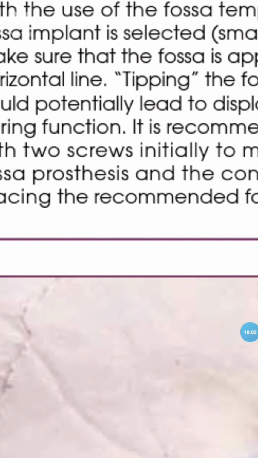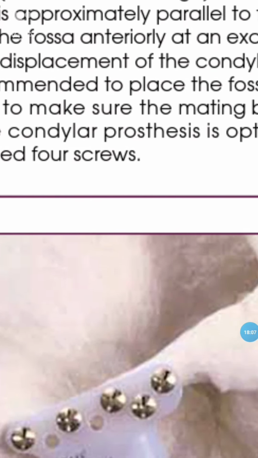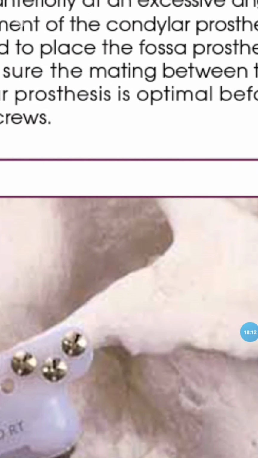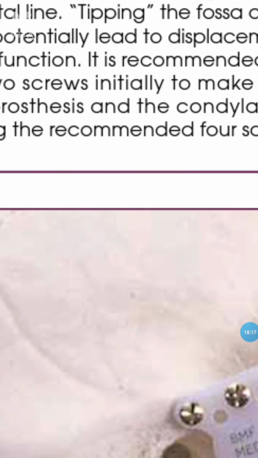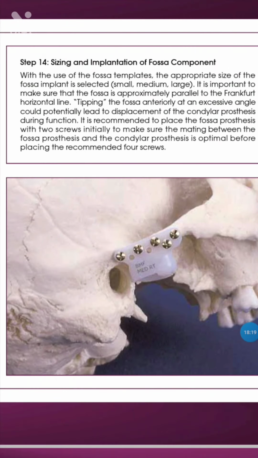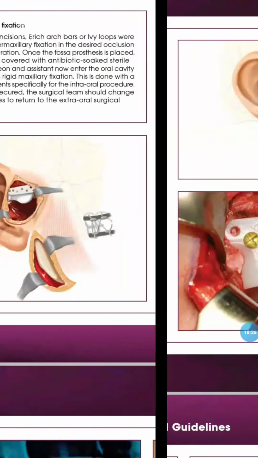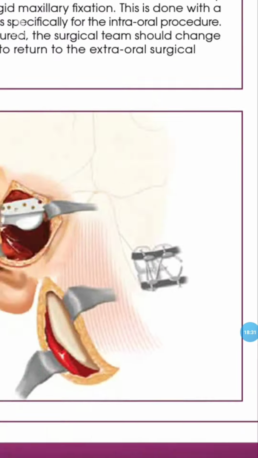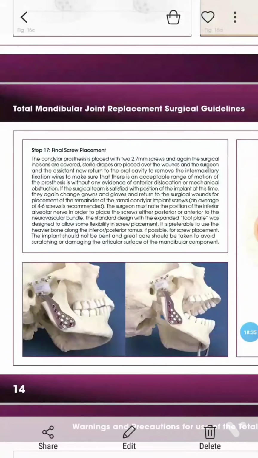Let's get back to the same. So you have the reciprocating rasp, and they say that the fossa prosthesis should initially be placed with 2 screws. Alright, that's what they mentioned. As you can see, 1, 2, 3, 4, they placed 4 screws, they left the other 3 out, and intermaxillary fixation has to be done, and it's only after that that the final screw placement takes place.